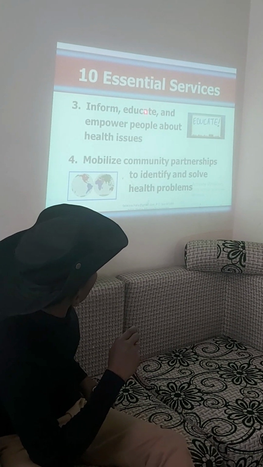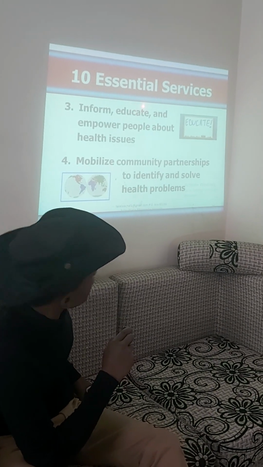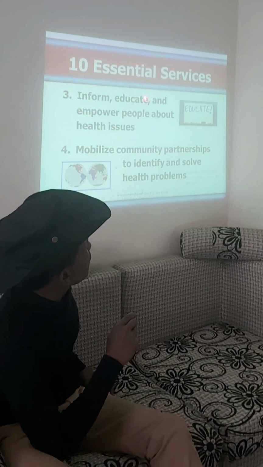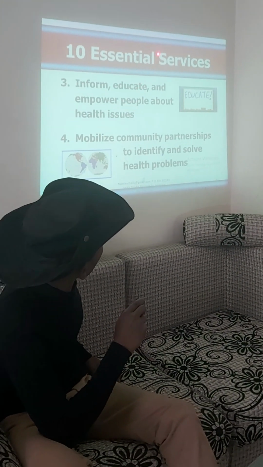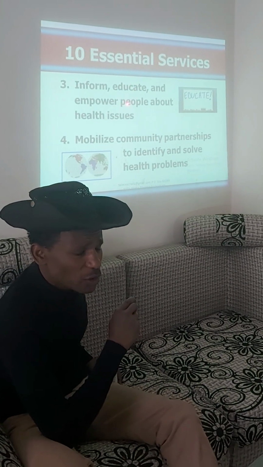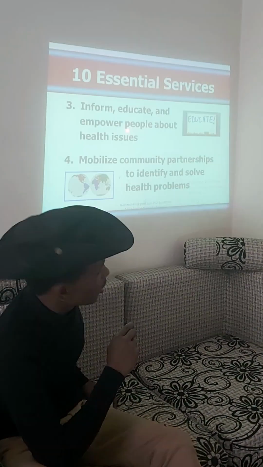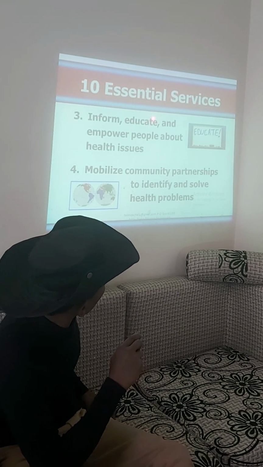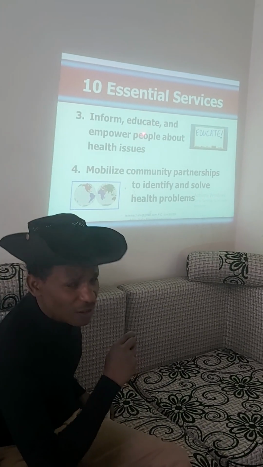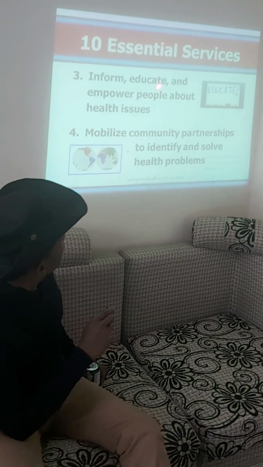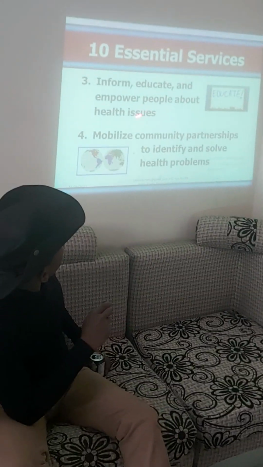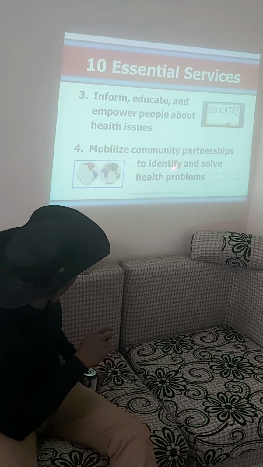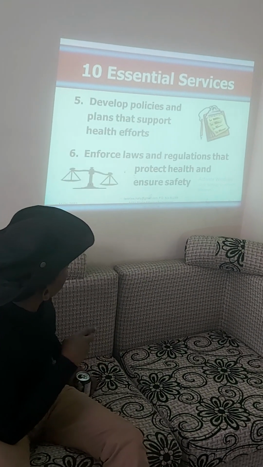The direct activity service is to educate your patient, or maybe the practitioner or other health professionals. And health education can be in both direct and indirect activities. The indirect activity of health education is like family planning, and empowering people about health issues. Mobilize the community, especially in identifying and solving health problems.